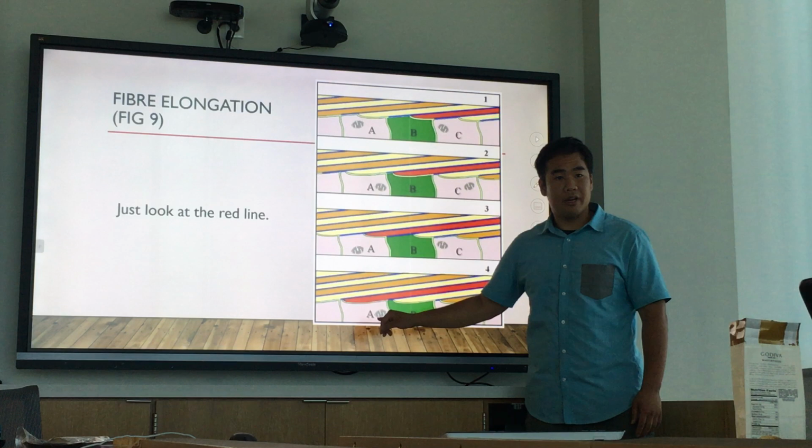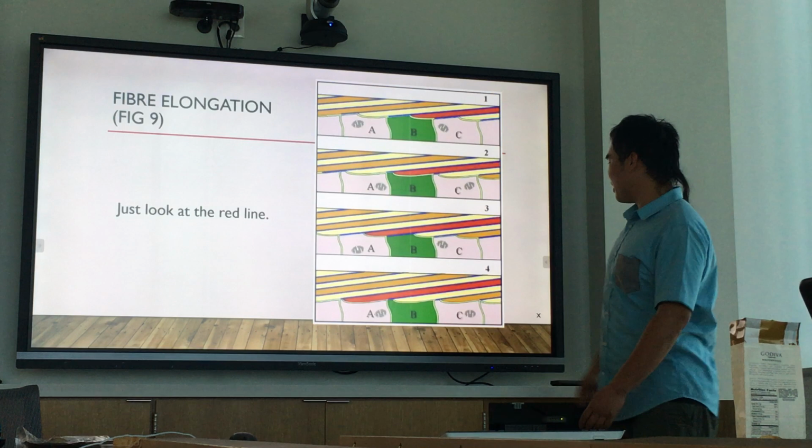Well, they did put some mitochondria there. That's mitochondria, right there. It looks more like an Easter egg.